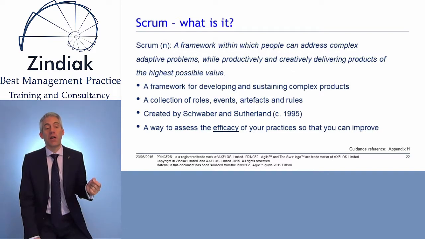Scrum is also defined as a framework for developing and sustaining complex products. And the sustaining is important. So once the project has ended and we pass the product into business as usual, Scrum can continue to be used for maintenance of that product or service. It's a collection of roles, events, artifacts and rules, which we'll be covering on the next few slides. It was created in 1995 by Schwaber and Sutherland.